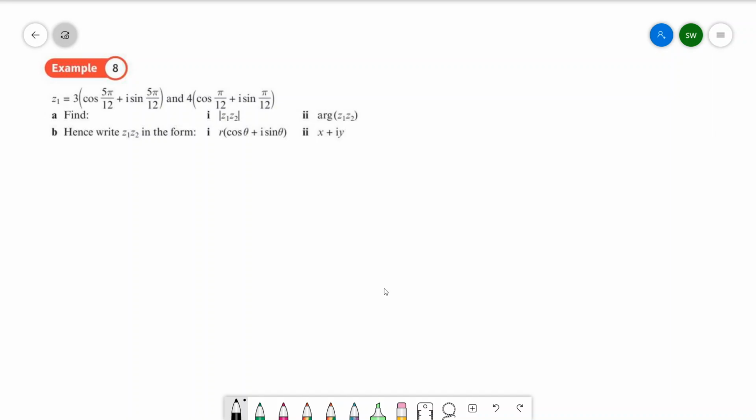So in example 8, we're going to apply what we've just learnt to multiply these two complex numbers. I don't know whether it's printed incorrectly in your textbook, but this should say Z2 equals this complex number here. So I'm actually going to do part B first, and I'm going to just quickly write down what happens when you times these two complex numbers together.